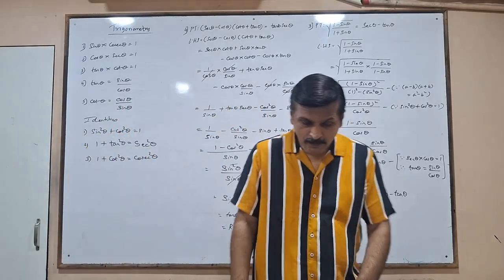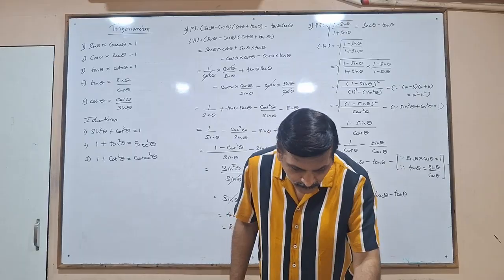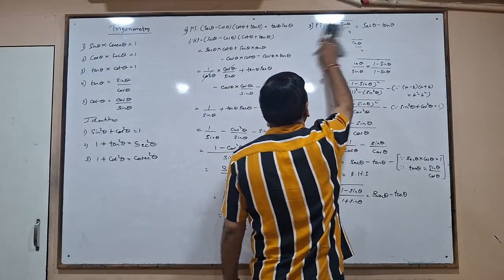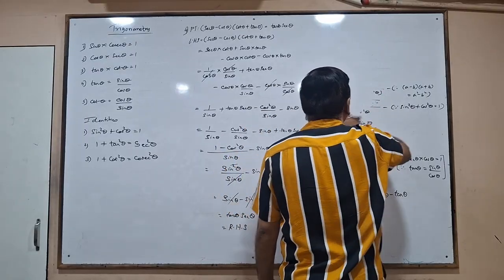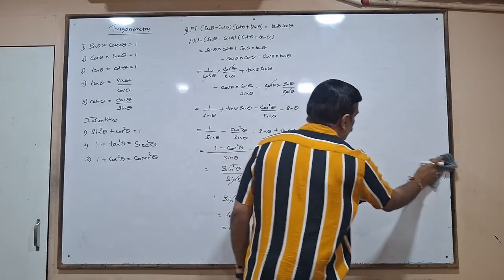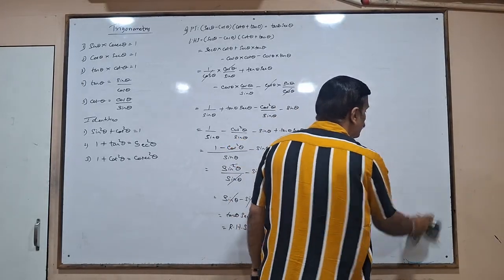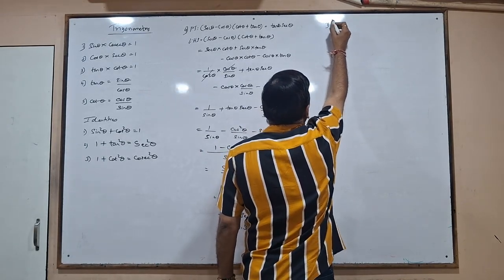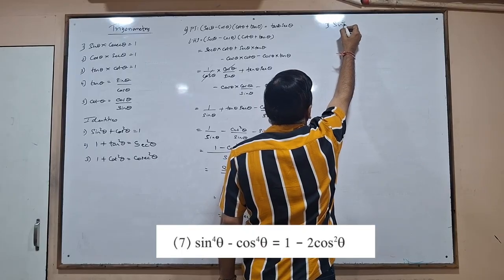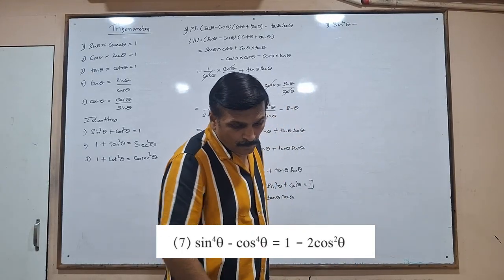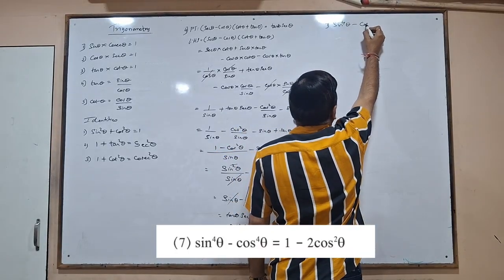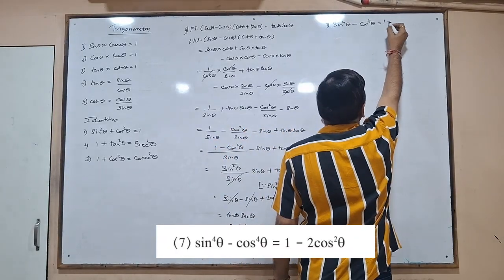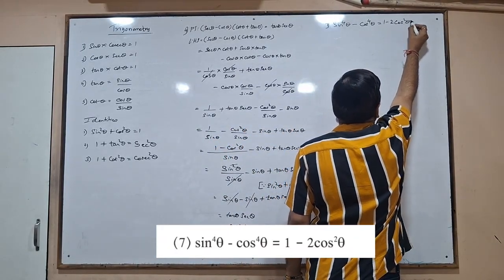I hope you understood what it is and how to solve it. Next, I would like to solve question number 7 of this exercise. Question is, sin raised to 4 theta minus cos raised to 4 theta is equal to 1 minus 2 cos square theta.